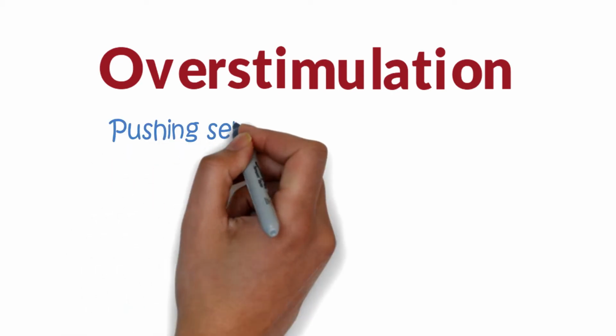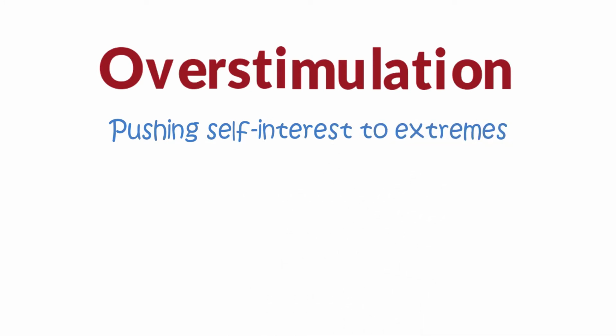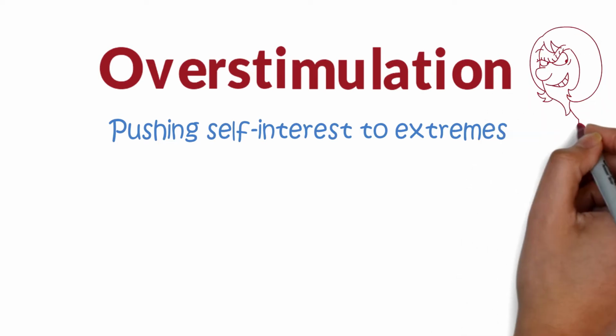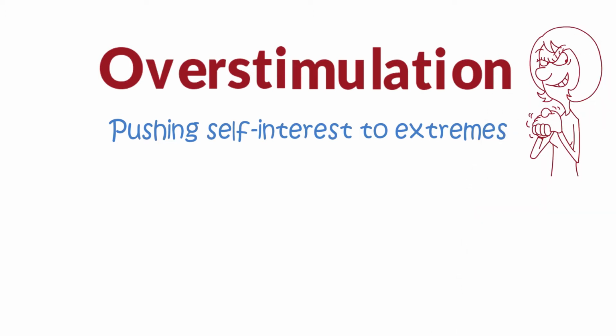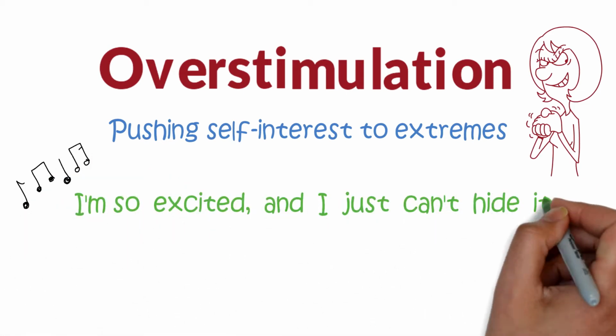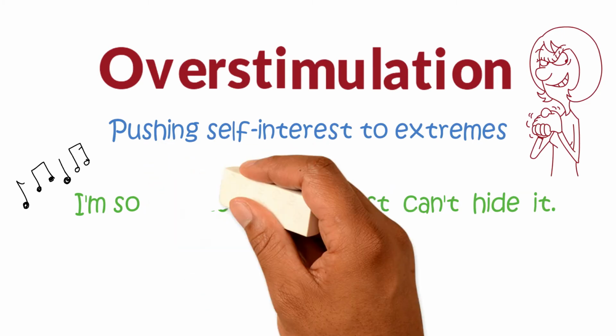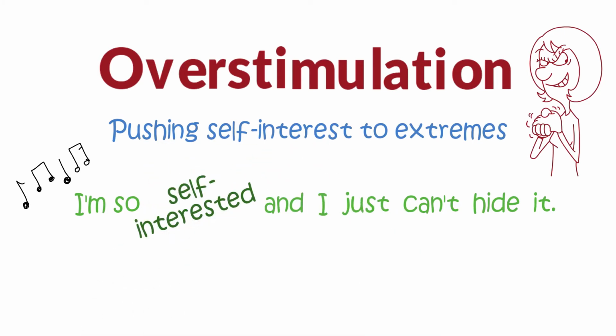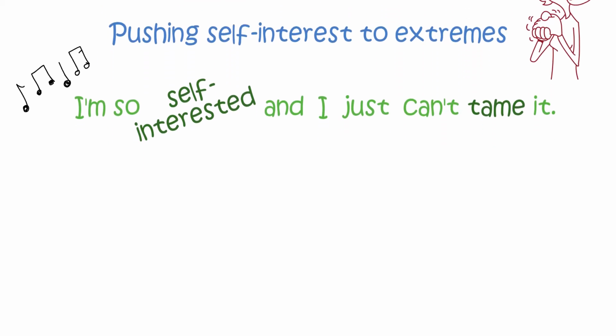In personnel economics terms, I'm using overstimulation to capture situations when economically oriented workers push their self-interest to extremes. In particular, we'll focus on the possibility that a worker is overstimulated by a financial incentive and engages in behaviors that exploit this incentive for their own advantage to the detriment of the organization. In other words, instead of having the Pointer Sisters sing, "I'm so excited and I just can't hide it," think of lyrics along the lines of, "I'm so self-interested and I just can't tame it." Not quite as catchy, but sums it up.